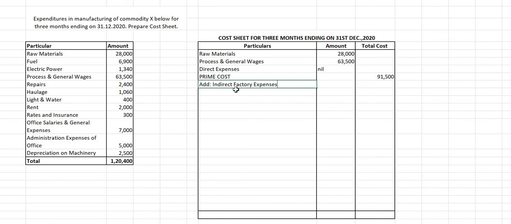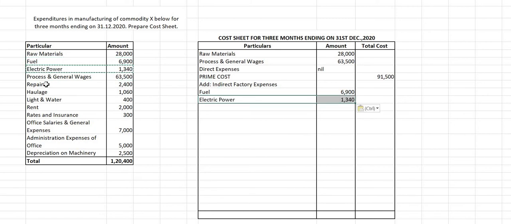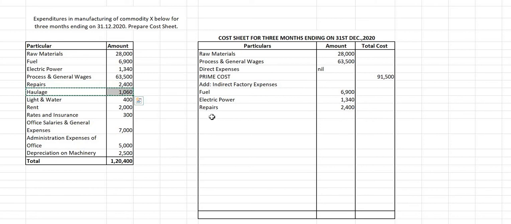Now as we all know, indirect factory expenses means all those expenses which are incurred in a factory and which are considered as a helping hand to produce the product. First is our fuel. After that your electric power, your repairs, haulage. Over here sometimes students get confused about what haulage means. Haulage means when the goods are transferred from one warehouse to another, from one carriage to another carriage, so it is used in a factory. Next is your light and water.